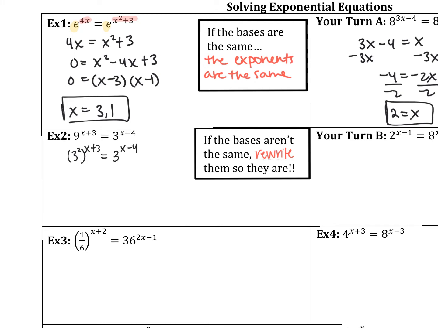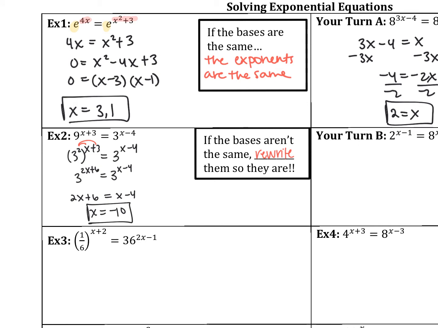Remember, the power to a power rule says that we just distribute or multiply the power raised to another power. So I would have 3 to the 2x plus 6 equals 3 to the x minus 4 power, and now the bases are the same and I can set the exponents equal. 2x plus 6 equals x minus 4. Subtract x from both sides and I'll get x equals, subtract 6 from both sides, I'll get negative 10.